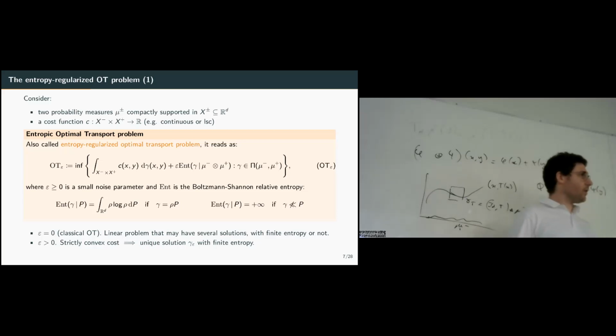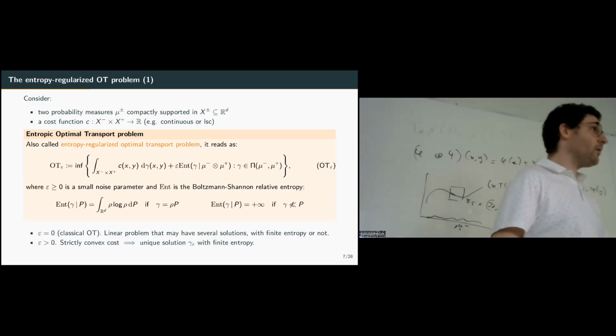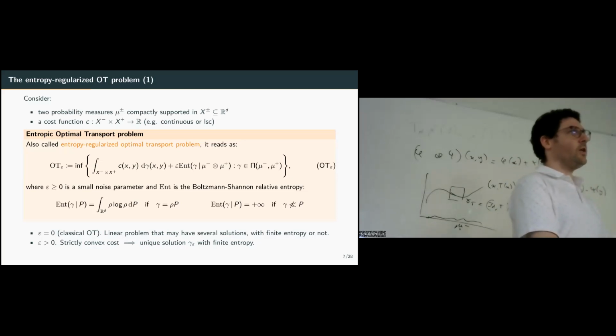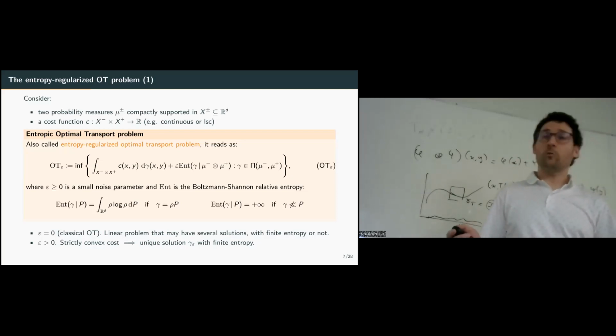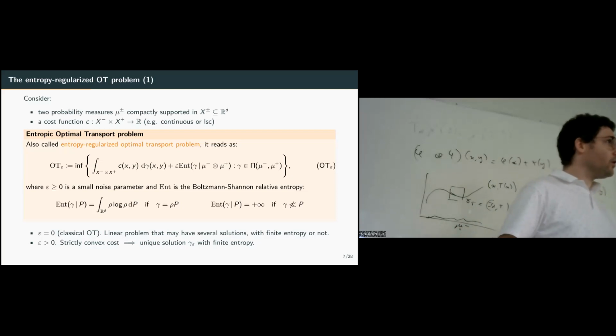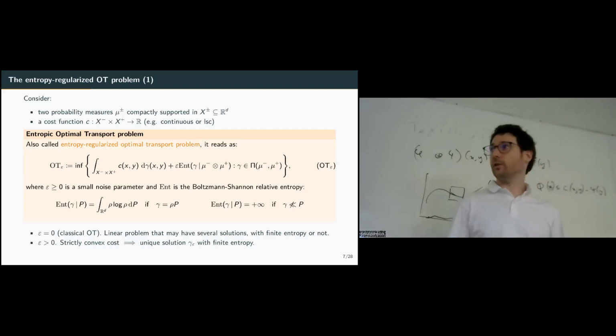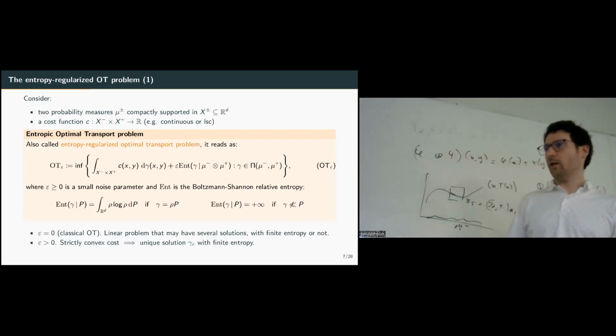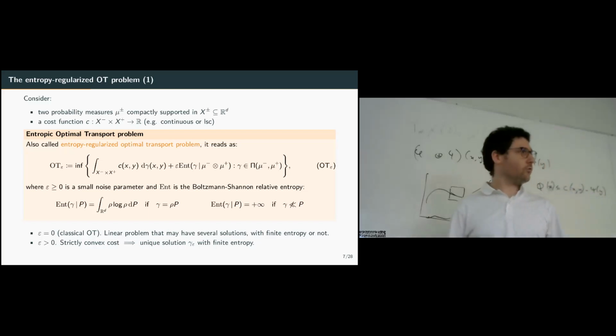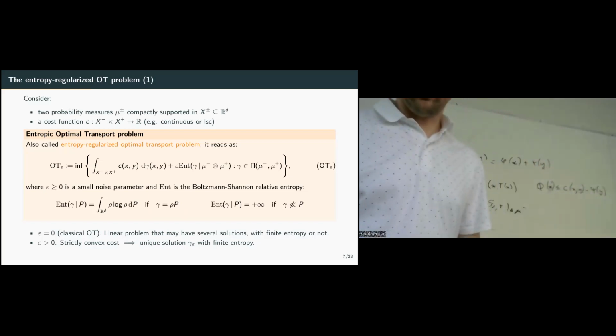While in the classical case, epsilon equals 0, the original problem was a linear problem, and in some instances you have several solutions. You may have solutions that have finite entropy, you may have solutions that have infinite entropy, maybe all have infinite entropy, everything can happen. For example, in the Monge case, for just Euclidean distance, it may happen that you have two solutions: something which is absolutely continuous with respect to the base measure of the product space, and something which is deterministic. The two can be solutions. But for epsilon strictly positive, there is a unique solution. So this is an advantage of this.